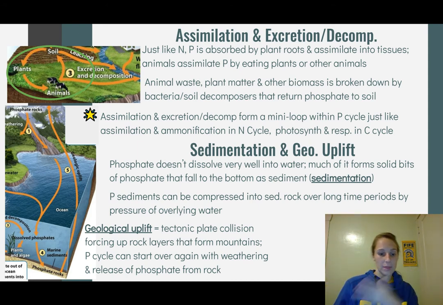And then this means that the phosphorus cycle can start over again, where you have those mountains that get weathered down from the wind and the rain, and that releases phosphate from rock, and then you've got the whole cycle going again. And remember, this is all happening within the soil, plants, and animals. None of it's in the atmosphere. And this is happening over a much slower process than some of the other cycles that we have looked at.